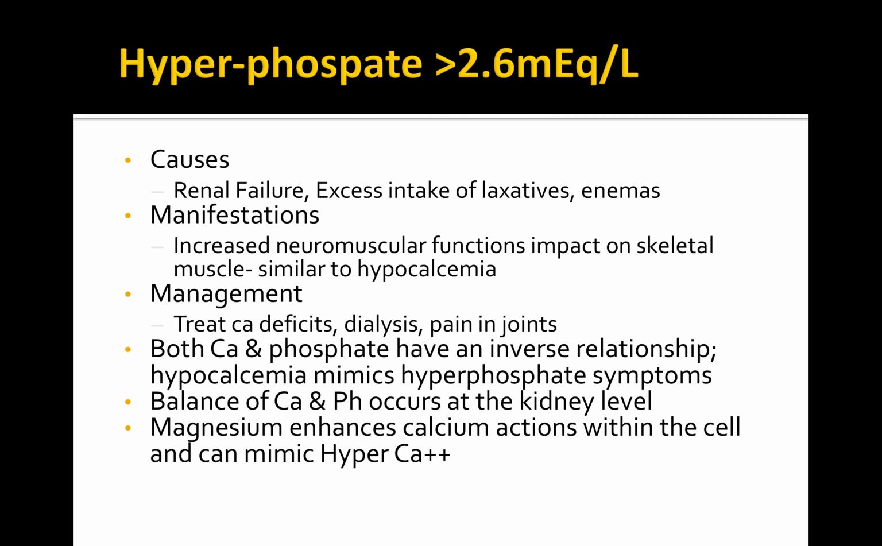Both calcium and phosphate have an inverse relationship. So if we have too much phosphate, we're going to have not enough calcium. Inverse means opposite. Hypocalcemia mimics hyperphosphate symptoms. Balance of calcium and phosphorus occurs at the kidney level, and that's why, again, if you have a kidney problem, you're going to have a problem with calcium, phosphorus, potassium, sodium, all of it. Magnesium enhances calcium actions within the cell and can mimic hypercalcemia.